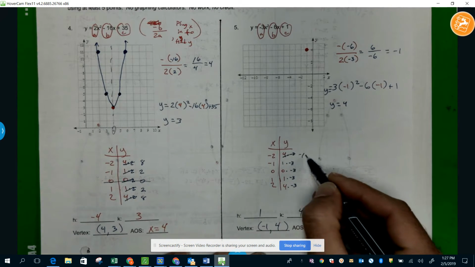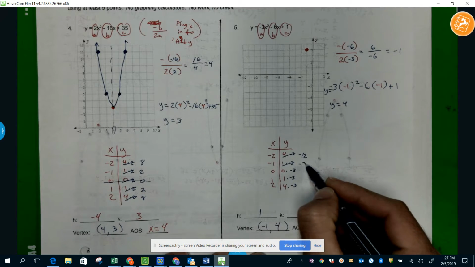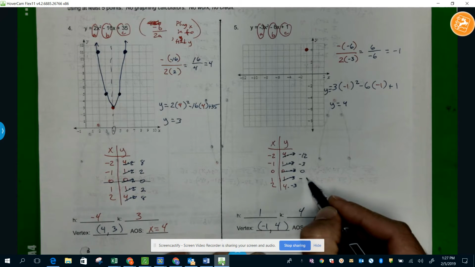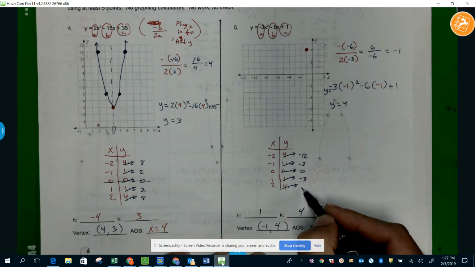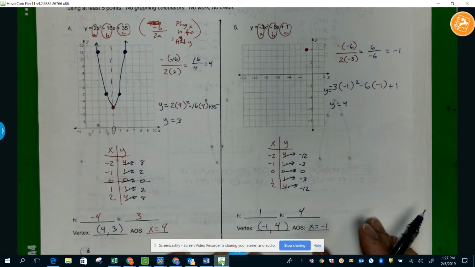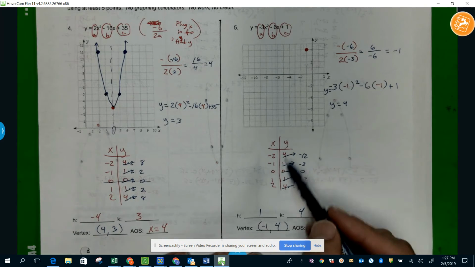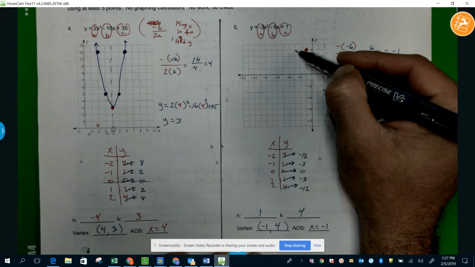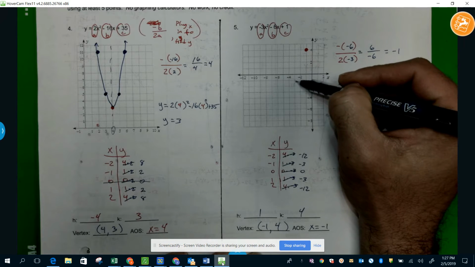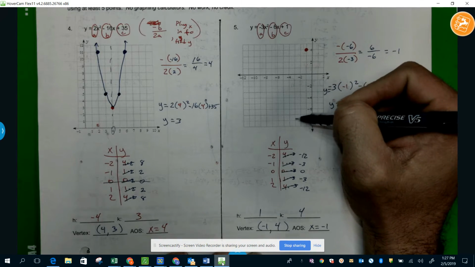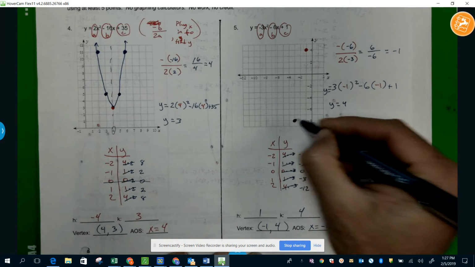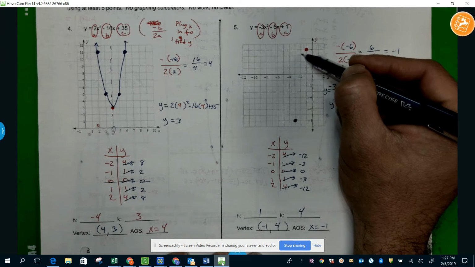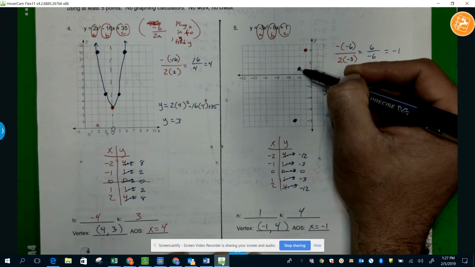4 times negative 3 turns into negative 12. 1 times negative 3 is negative 3. 0 times negative 3 is still 0. 1 times negative 3 is negative 3. 4 times negative 3 is negative 12. So from our vertex, we're going to go left 2, down 12. From the vertex, we're also going to go left 1 and down 3.